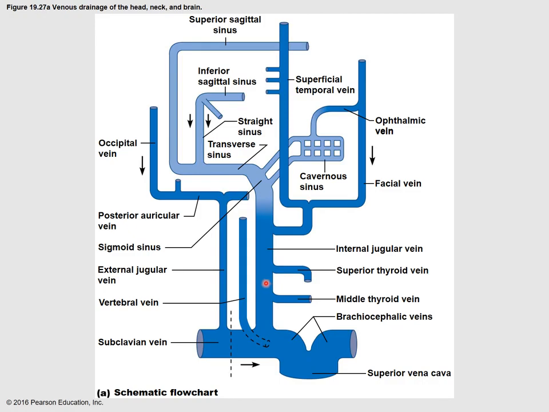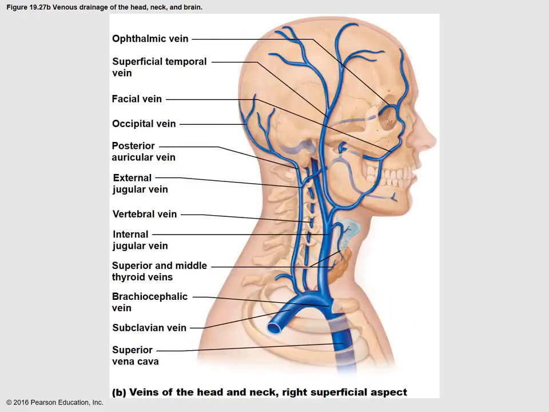So here you have your internal jugular vein. This is the external jugular vein. The vertebral vein, these are all, this is the subclavian coming from the arms, and they're all going to merge together and eventually form that superior vena cava. As you can see here, the veins as they come through and merge.